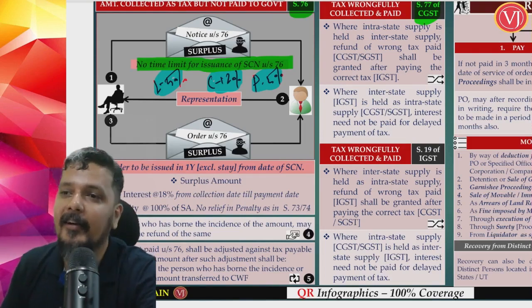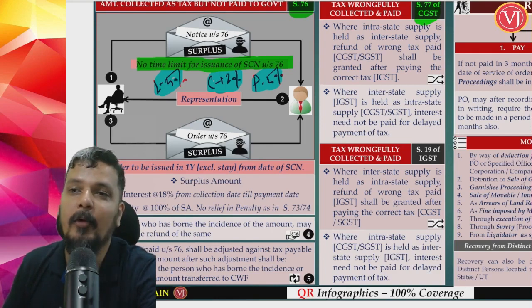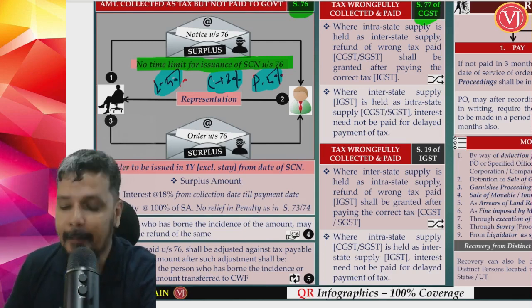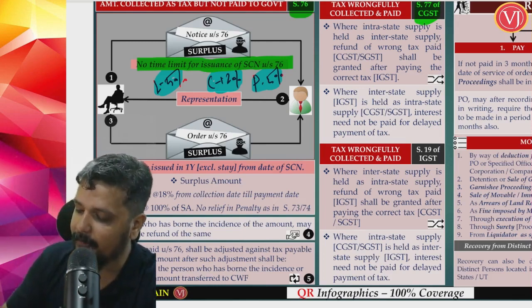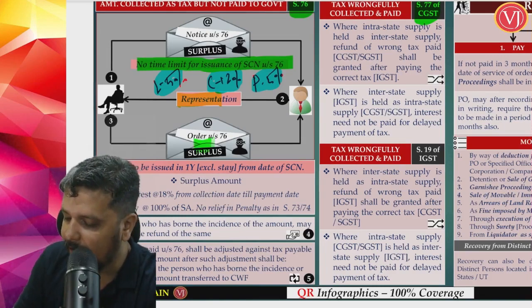Now come sit here. Welcome. You are not covered by section 73, 74, you are covered by section 76. I can recover that amount even after 5 years, 10 years, 15 years, 20 years. Even when you are gone, I can recover the amount from your successor. So don't worry, that recovery will still happen. There's no time limit for show cause notice. Notice will be given, representation will be done. Finally, you will get an order under section 76, which is for surplus amount.